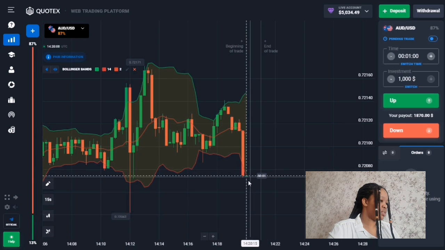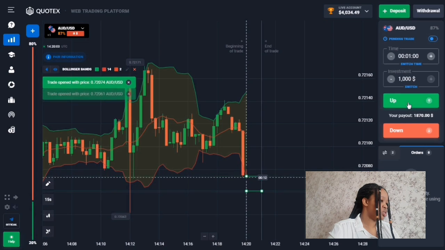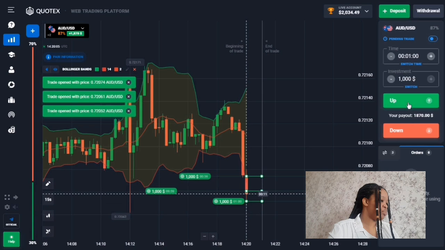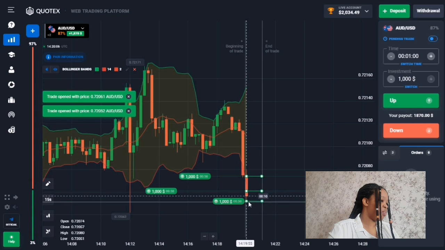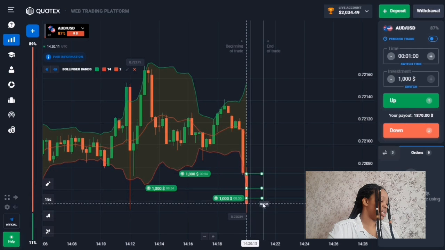Here the price impulsively went down and has gone beyond the indicator zone. So here I'm entering the market with an up trade because a rollback upwards is likely to occur. So let me wait for the results of this trade and see.